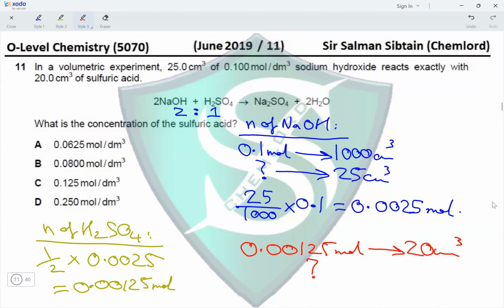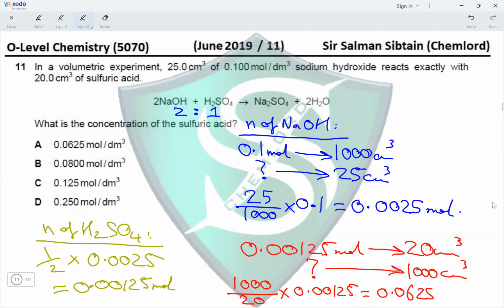So, we need to find out the number of moles in 1 dm³, which is equal to 1000 cm³. So, this would be calculated as 1000 divided by 20 multiplied by 0.00125, which gives us a concentration of 0.0625 mol/dm³. So this answer makes option A the correct option for this question.